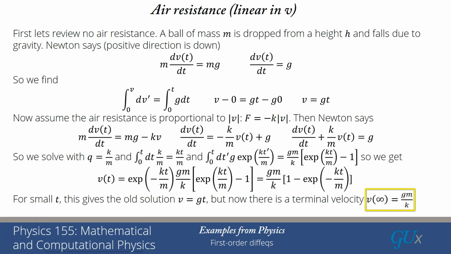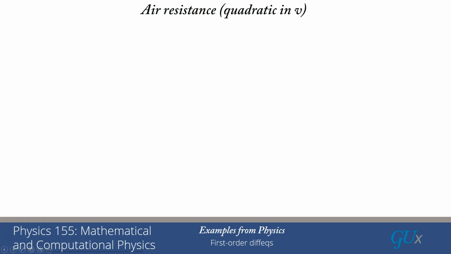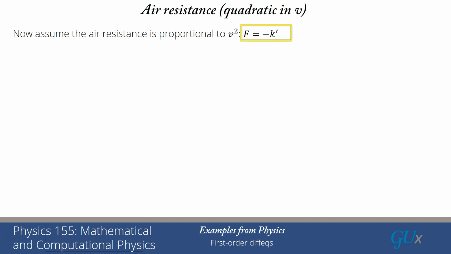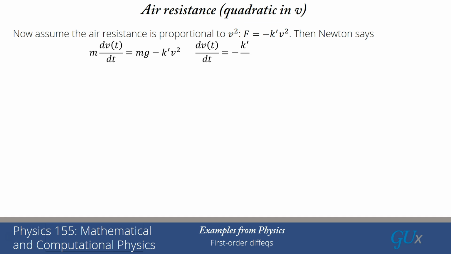We can't get any faster than that, and the value of the terminal velocity is just given by gm over k. Okay, so now we're going to look at the case where the air resistance is quadratic in the velocity, and in this case the force is just going to be some new constant, minus k prime times v squared. And then what Newton says is the mass times the acceleration, m dv dt, is equal to mg minus this k prime times v squared.